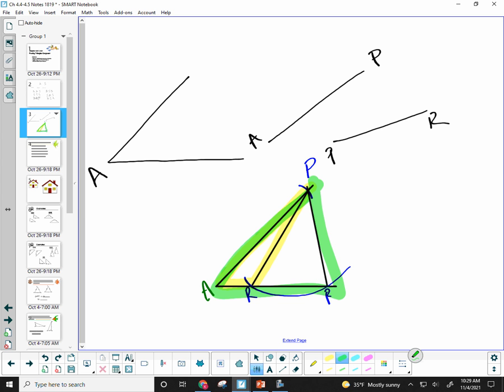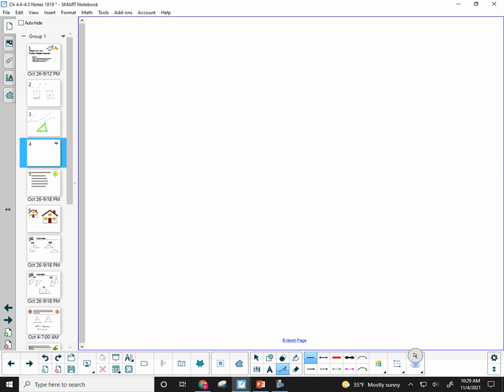Okay, so let's think about this for a second. If I started with the right angle instead of just some random angle, I can still copy.